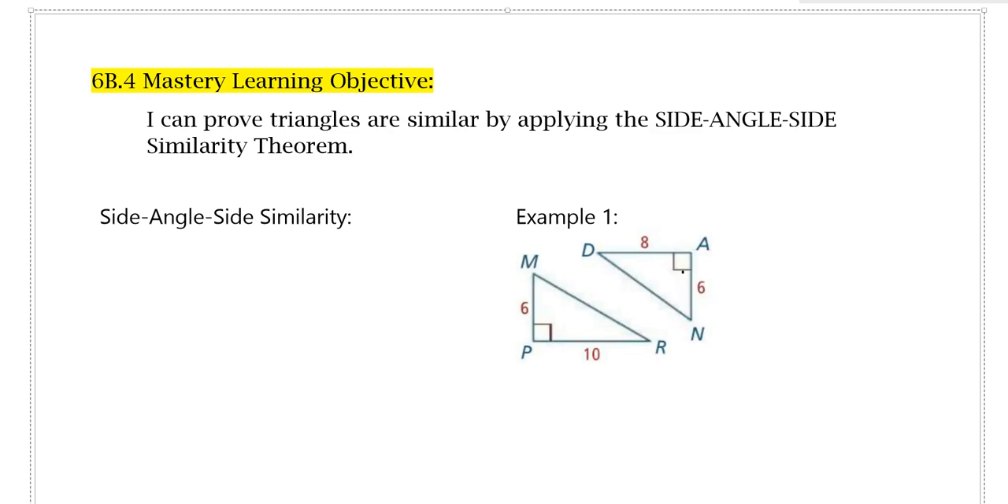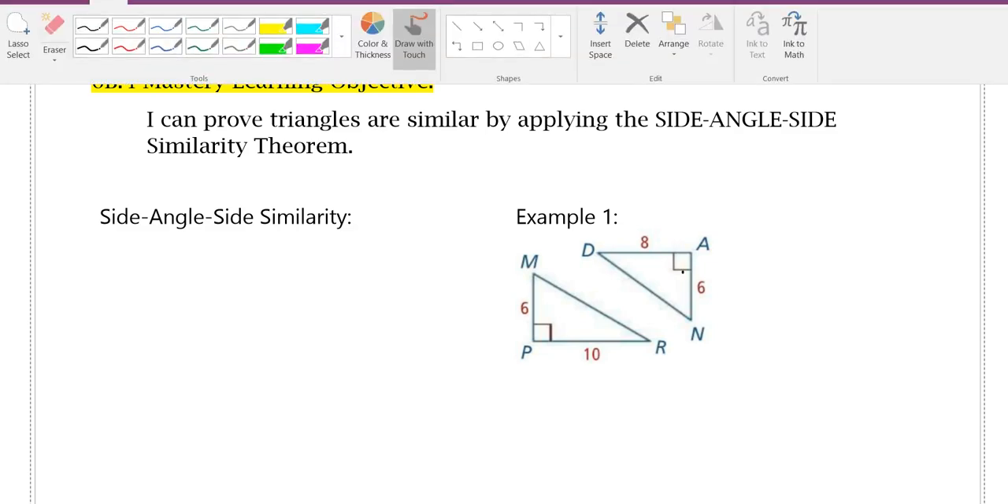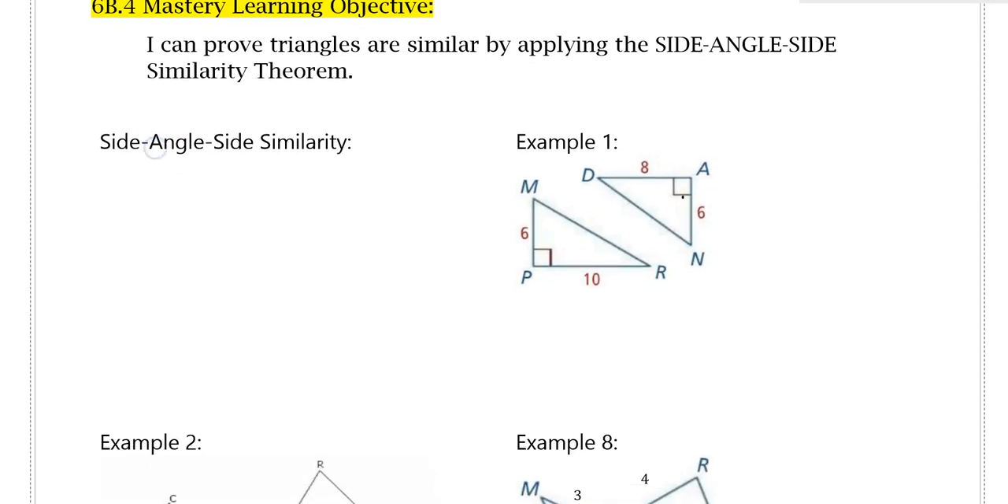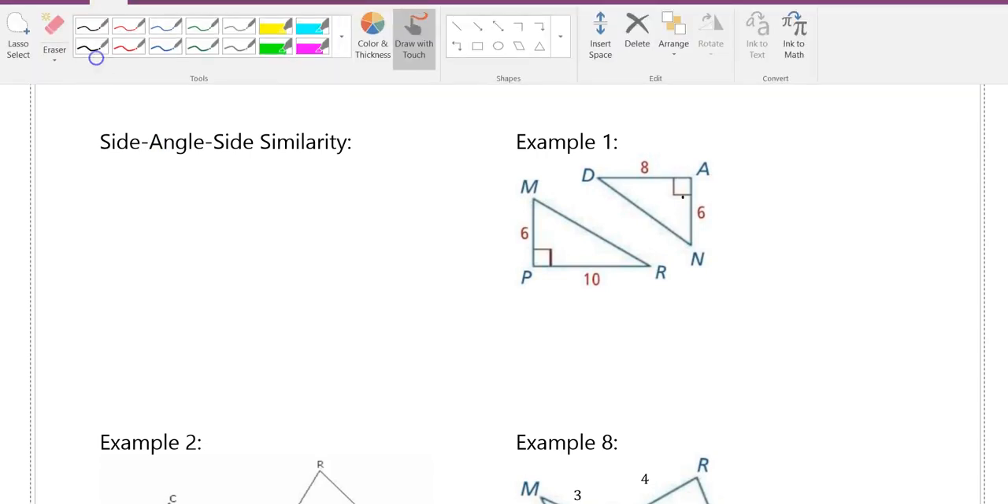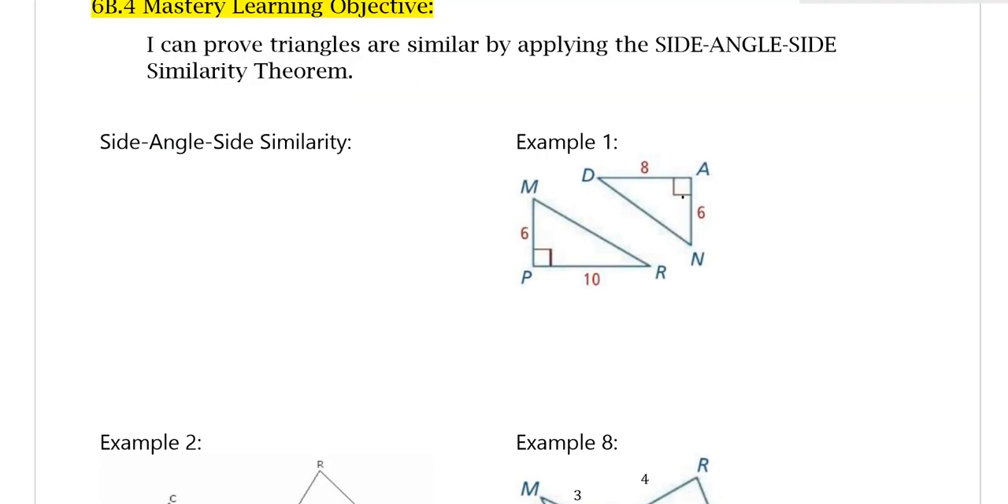All right, today we're going to look at our last rule for similarity for 6b.4. I can prove triangles are similar by applying the side angle side similarity theorem. Okay. So again, now we're looking side angle side. I need two sides and a set of congruent angles. Okay. So let's see what our actual theorem states.